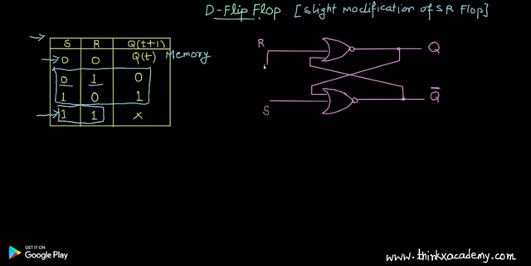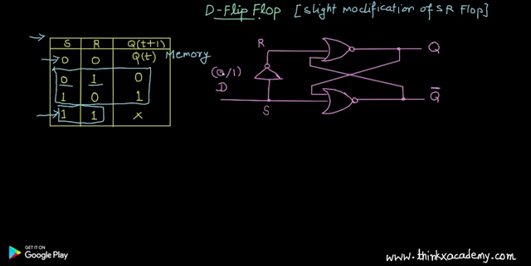We know that an inverter gate is used to invert or complement the given signal. So we can use an inverter gate and connect S and R to a single input. We are going to call the single input D, which is also known as the data signal. The value of D can be 0 or 1.